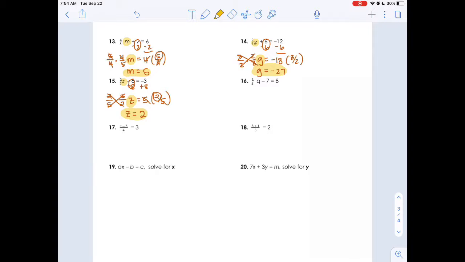You're going to try 16. 3/4 q minus 7 equals 8. The variable here is q. First, I'm going to add 7 to both sides. Negative 7 plus 7 is 0, leaving me with 3/4 q. And then 8 plus 7 is 15. To get the q totally by itself, I'm going to multiply by its reciprocal, 4/3, and the same on the other side. 15 times 4 is 60, divided by 3 is 20.